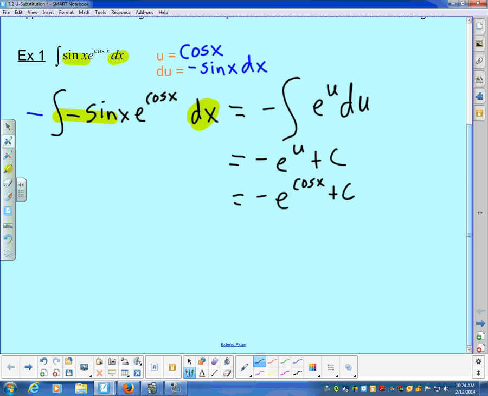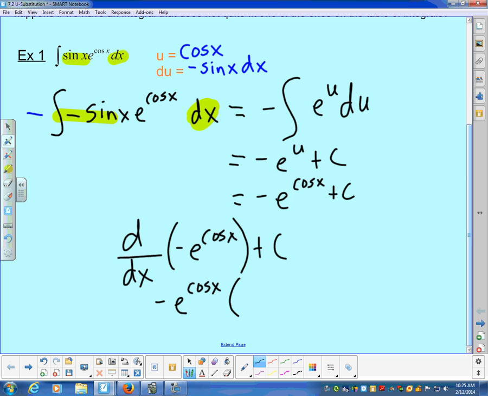The negative sign had to be in there so that if I take the derivative of this thing, it will match this whole integrand. So let's check it with differentiation. Derivative with respect to x of negative e to the cosine of x, and then we can have the plus c on there. What's the derivative of negative e to the cosine of x? We match it, yep. So it's negative e cosine of x, and then we take the derivative of the inside. So here's where the sign comes out. Derivative, yeah, negative sine of x, and then plus c, the derivative of the constant is 0.